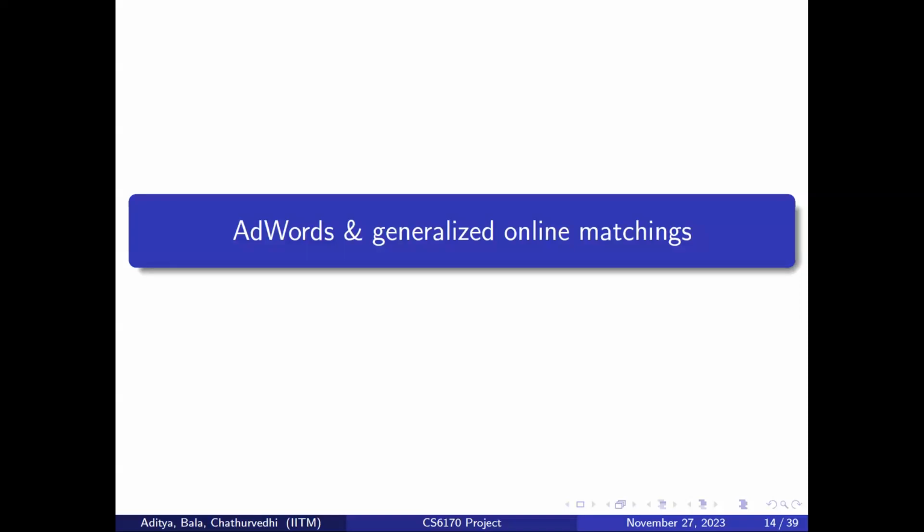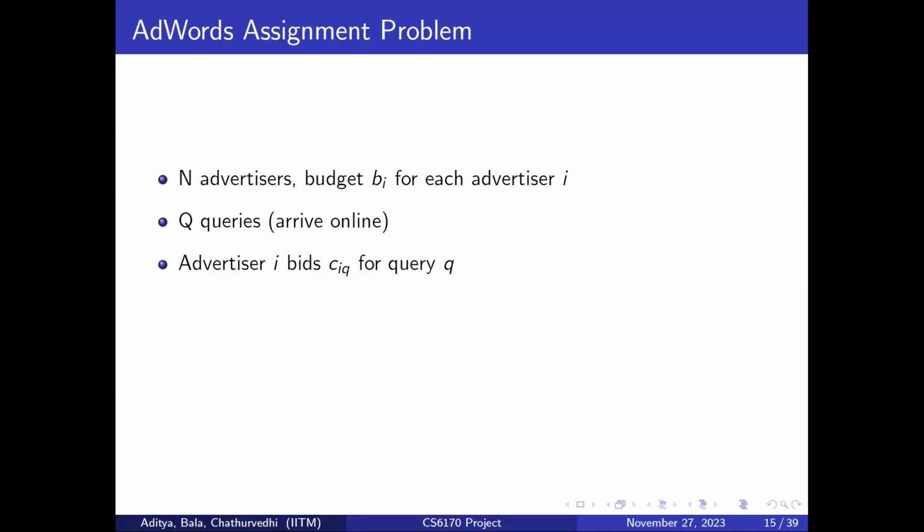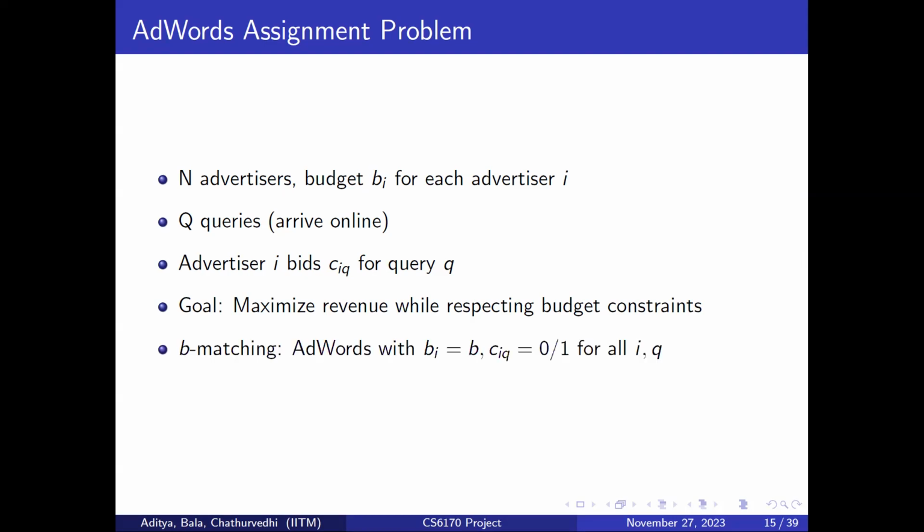We now look at the adwords allocation problem and generalized online matchings. The adwords assignment problem is as follows. We have n advertisers, with advertiser i having a budget of Bi. We have Q queries that arrive online. Advertiser i bids c_iq for query q, and we need to devise an allocation mechanism that maximizes revenue while respecting budget constraints. We can see that the b-matching problem seen earlier is a special case of adwords, with all bids being binary and budgets being equal for all bidders.